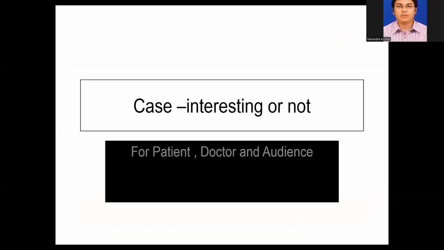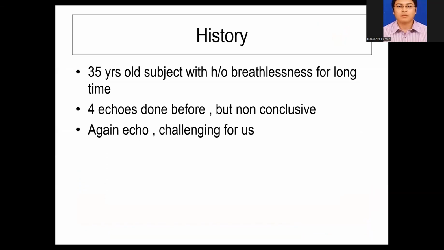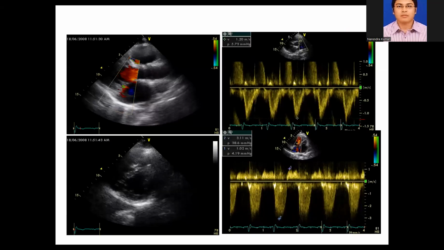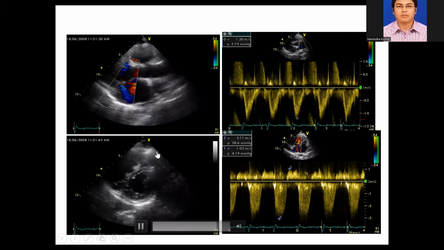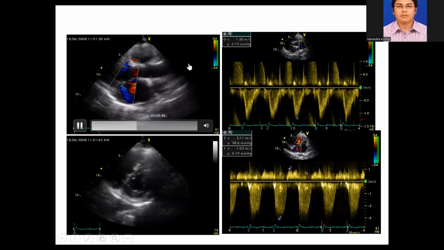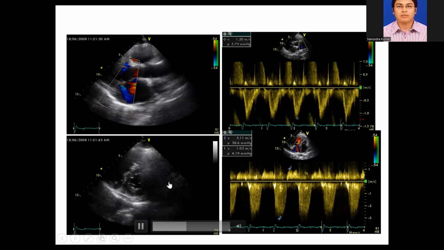This is a 35-year-old female. She had breathlessness for a long time. She had 4 echoes done before. They were non-conclusive, and again we did an echo which was challenging for us. Now look at this echo. There's nothing specific in this, but look at this image over here. What do you see in this image? And in this image?